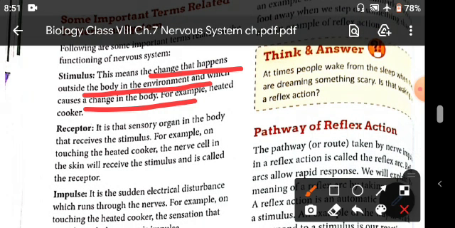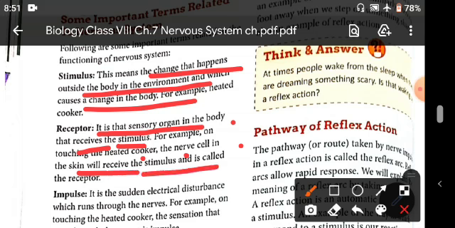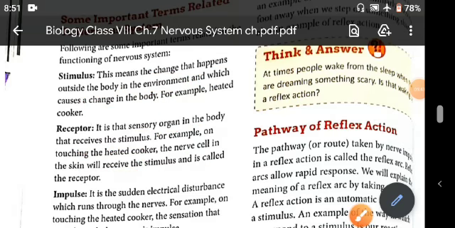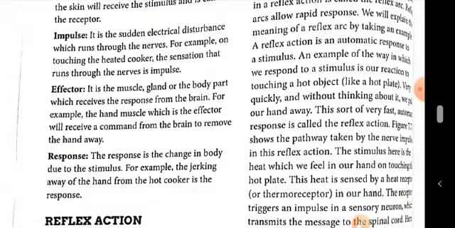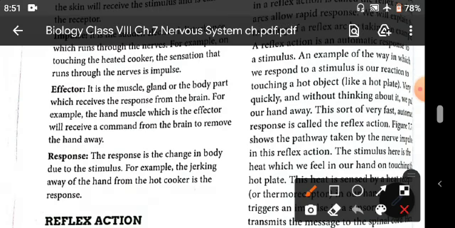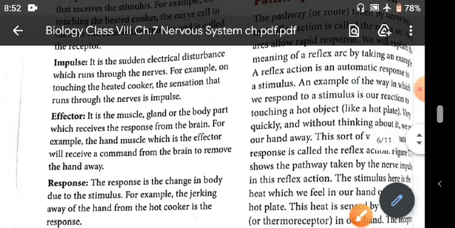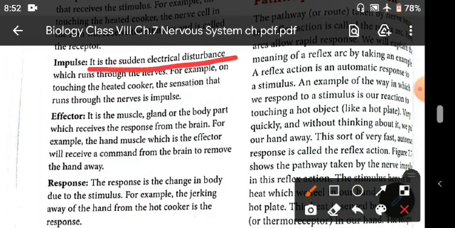Now receptors are the sensory organs in the body which receive the stimulus. For example, on touching the heated cooker, the nerve cells in the skin receive the stimulus and are called the receptors. Now impulse is the sudden electrical disturbance which runs through the nerves.